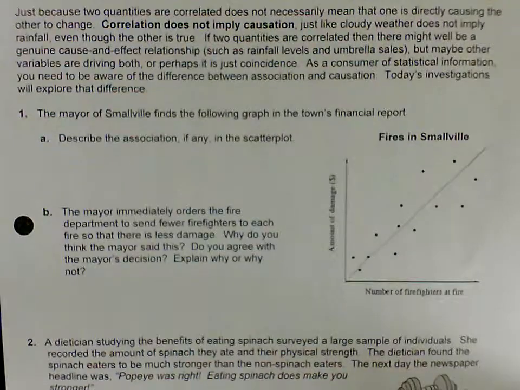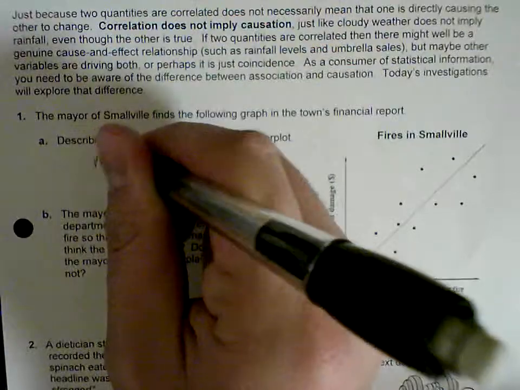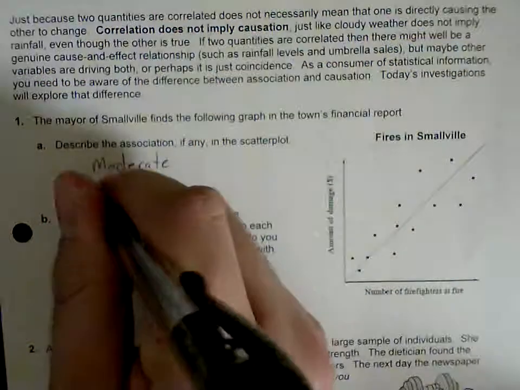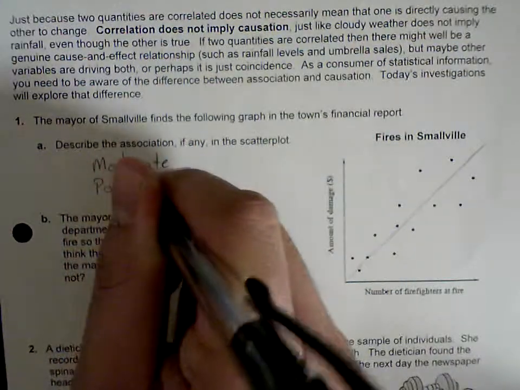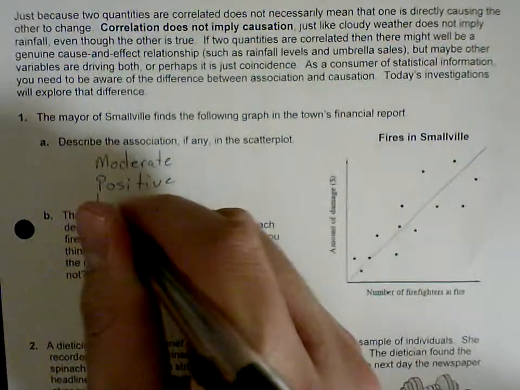So we need to describe the association. That means tell me the strength, the direction, and the form. So the strength, well, you tell me, what are those three things? All right, I would say that would be a moderate strength. The next thing, direction. It is going in a positive direction. And the last thing, is it linear? Is it nonlinear? It is linear.